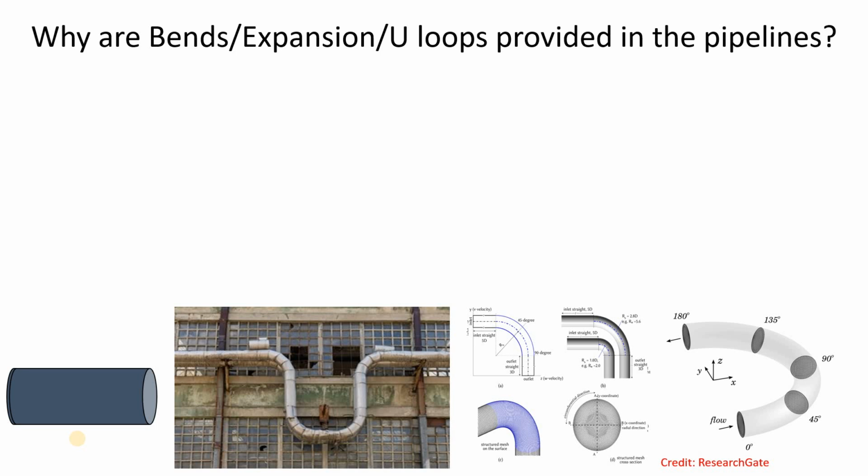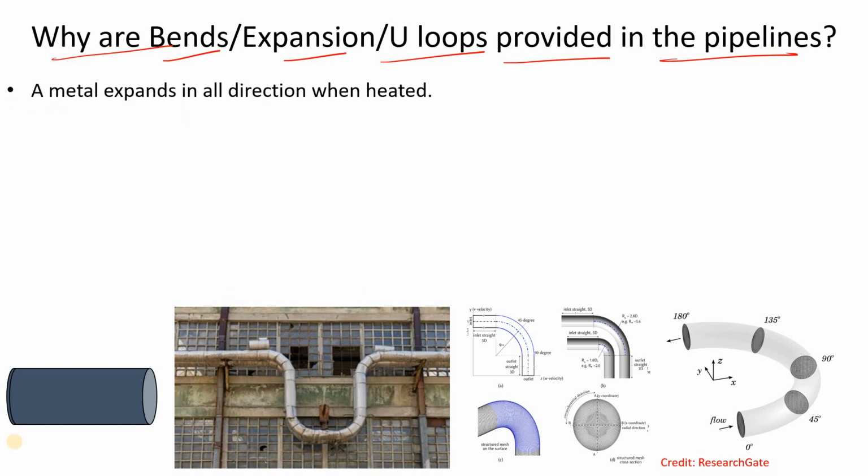Hello everyone. If you have ever visited a chemical industry or if you work in a chemical industry, then you will have seen that in a steam line or in a hot fluid line, we provide expansion loops or U loops. Okay, sometimes we say bends, right? So in this video, we are going to discuss why these bends, expansion loops, or sometimes we say U loops, are provided in the pipelines, right? So let's start the video.